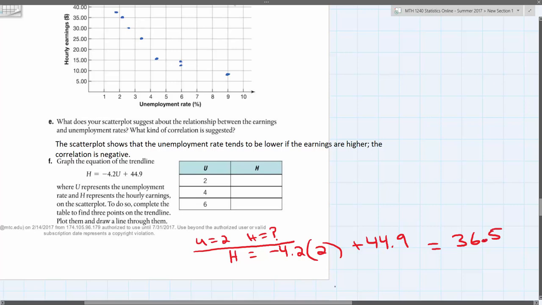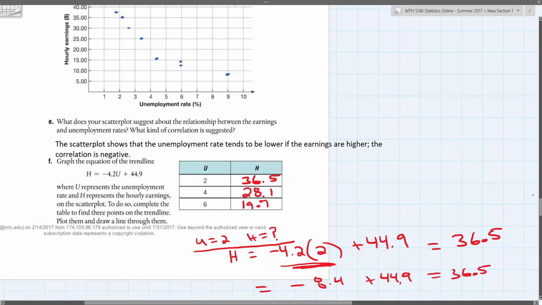We would do the same thing for 4 and 6. I already calculated these here. So this should be 36.5, the next one should be 28.1, and then if you plug 6 into this, you should get 19.7. Don't forget order of operations: we multiply before we add. So this would be equal to negative 8.4 plus 44.9, and then I can add these together to get the 36.5.